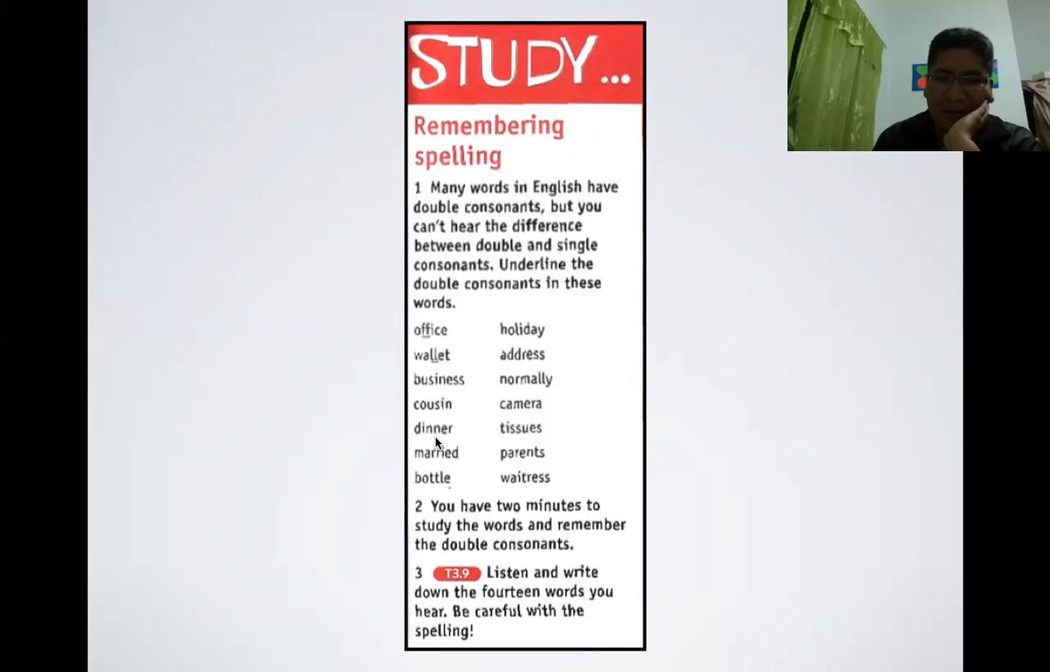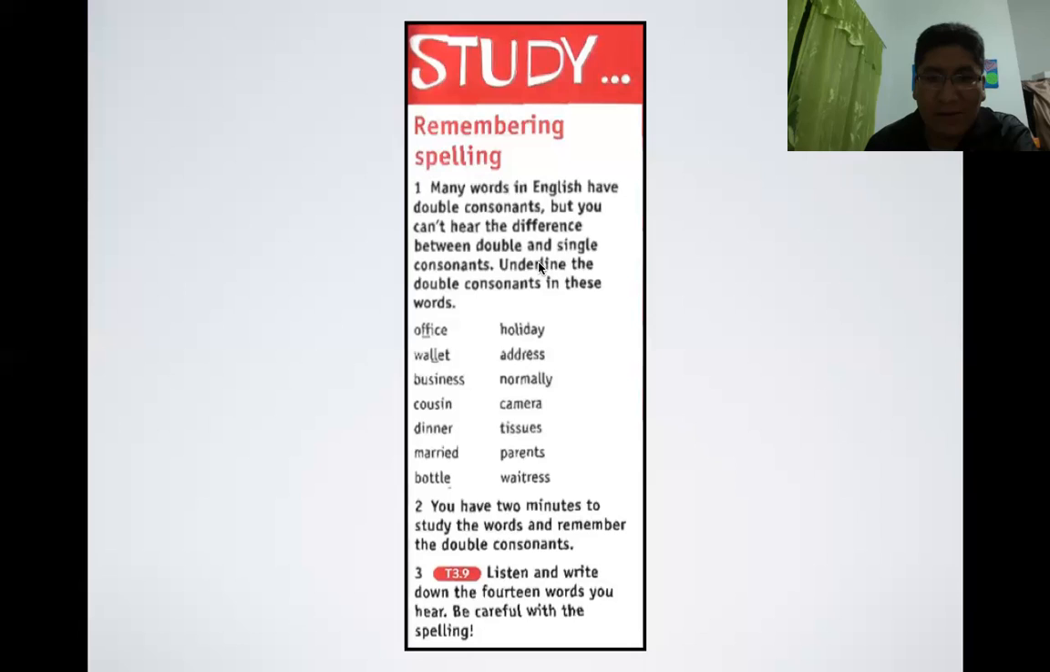Dinner, double N. Merit, double R. Bottle, double T. Holiday, no problems. Address, double D and double S. Normally, double L. Camera, no problem. Tissues, double S. Parents, no problem. Waitress, double S. Okay, you have 2 minutes to study the words and remember the double consonants.